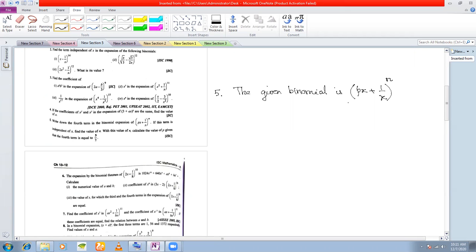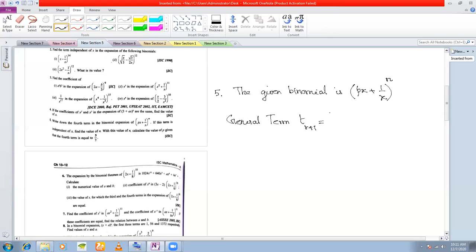Okay, so let us answer the first question. Let us take it one after the other. The first question is to write down the fourth term in the given binomial. Now see, first write down the general term. What is the general term of this binomial? The general term of the binomial is tr plus 1.